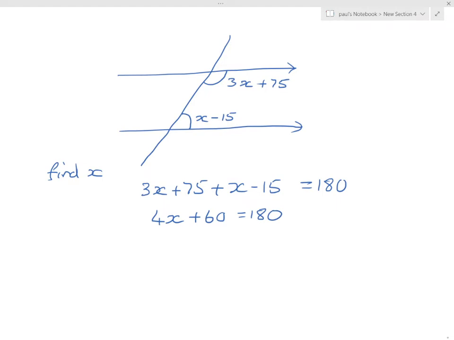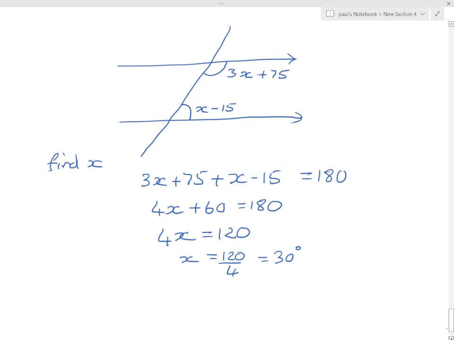Now this is a familiar linear equation. Let's take away 60 from both sides. So we're left with 4x equals 120. Now divide by 4. So x is 120 divided by 4, which equals 30 degrees. They're not always algebra. Some of them are just pure. Let's try and find the angle. So they've got this and this.